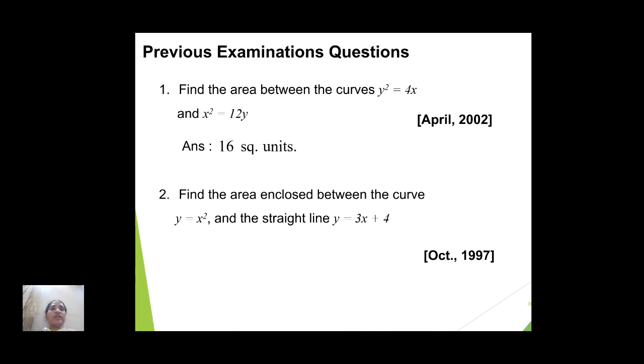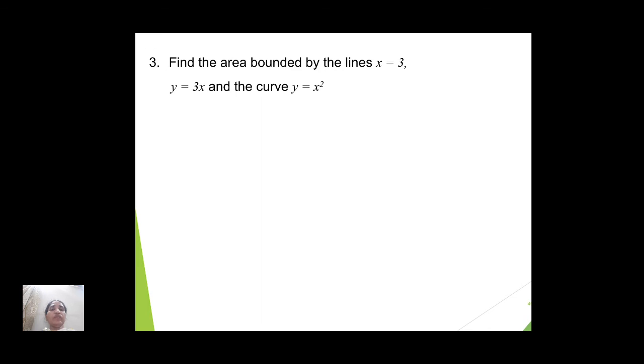Next, find the area enclosed between the curve y equal to x square and the straight line y equal to 3x plus 4. Next problem, find the area bounded by the lines x equal to 3, y equal to 3x and the curve y equal to x square.